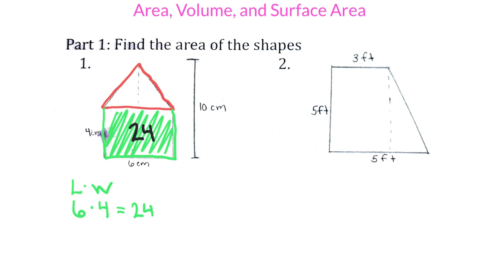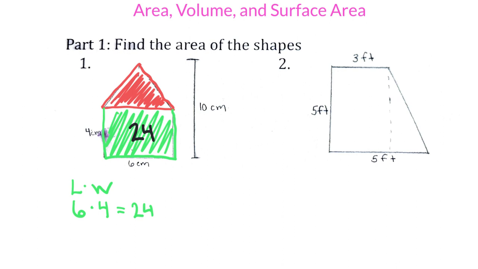Now we need to find the area of the triangle. To find the area of a triangle, it's pretty similar to finding the area of a rectangle. Every triangle is half of its corresponding rectangle. So you just go base times height, or length times width. But in a triangle, we like to use base times height. And then we just divide it by 2.